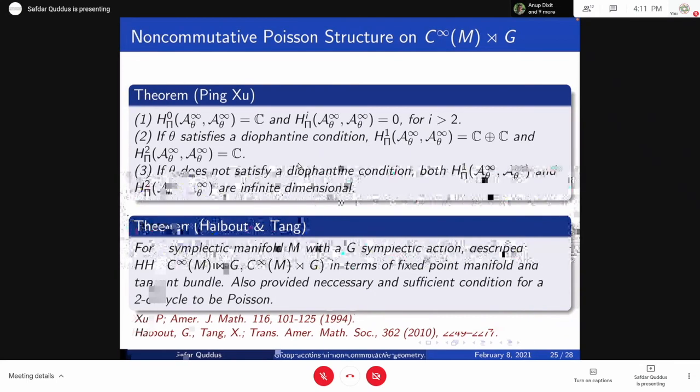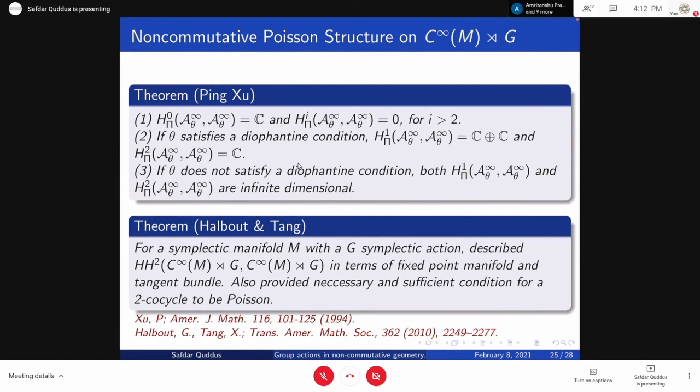So again, using the group actions, we can understand the non-commutative Poisson structure. This was introduced independently by Ping Shu and Block and Getzler. They introduced this non-commutative Poisson structure, which is basically a two-cocycle of the Hochschild homology, such that the bracket, the Gerstenhaber bracket with itself is zero, and with that we have a chain complex again, and the cohomology of the chain complex is the Poisson cohomology.